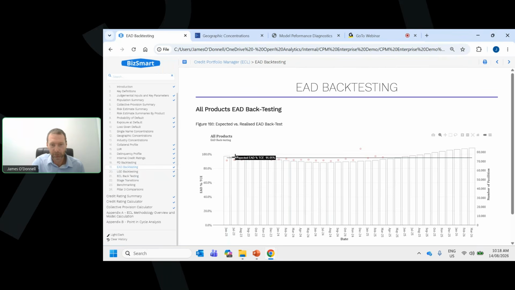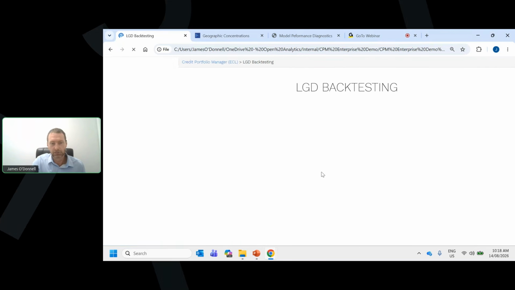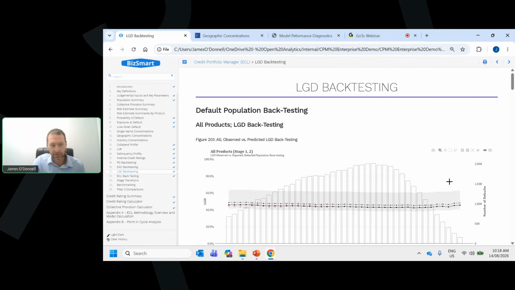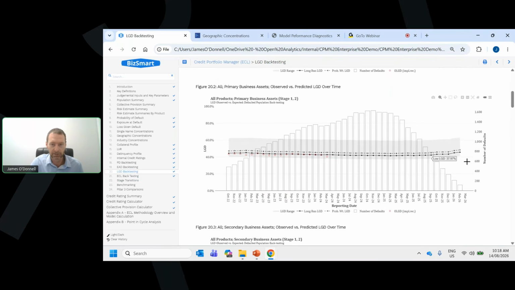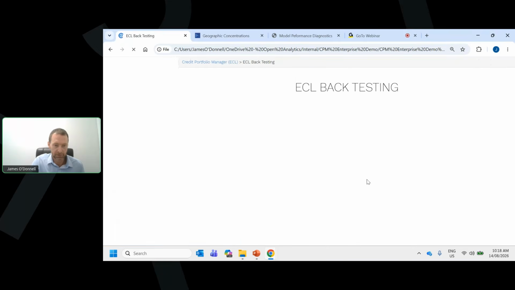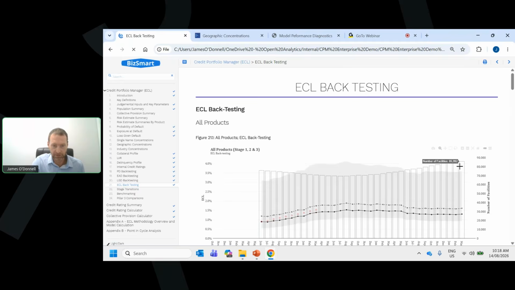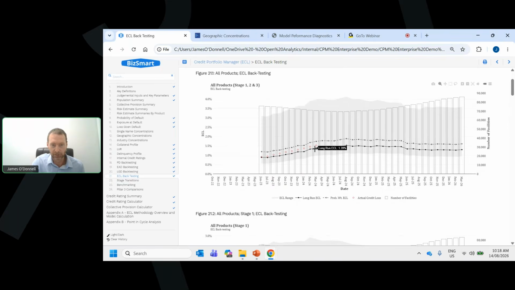EAD backtesting is normally pretty boring. EADs tend to stabilize around a single value. LGD, of course, will backtest. The key split we'll look at is by asset type, so primary, secondary, tertiary. And then finally, you've got the ECL, which brings it all together. So we're backtesting your long run ECL, where you're setting your provisions, versus your actuals.